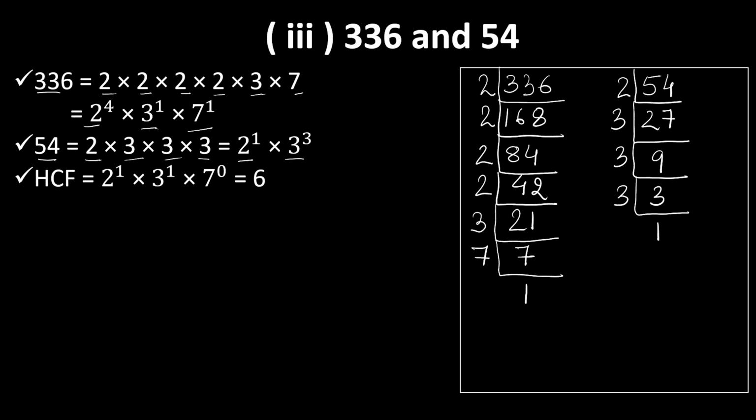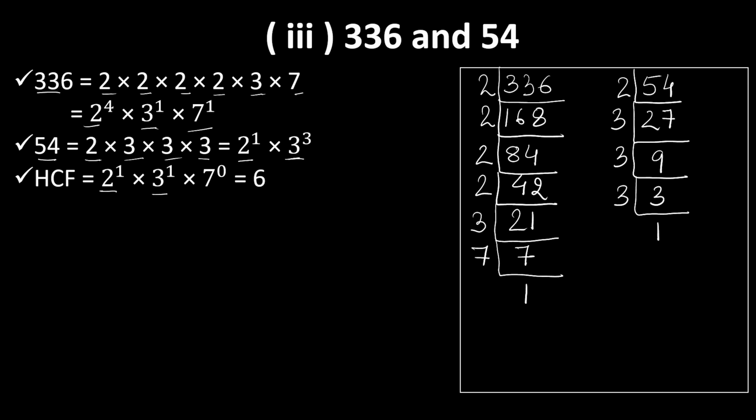Now for HCF, highest common factor, we will be writing down the smallest exponent possible in both the numbers for that particular prime factor. So if you observe, 2 is occurring 4 times in 336, whereas in 54 it is occurring only once. So therefore we will be writing 2 raised to 1 here. Same for 3, it is occurring once in 336 but thrice in 54. So therefore we will be writing 3 raised to 1.